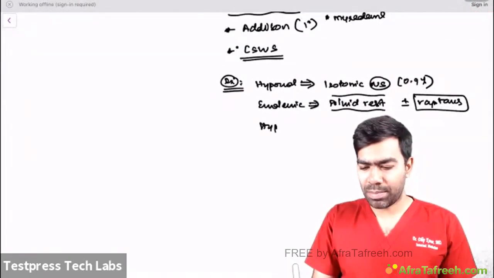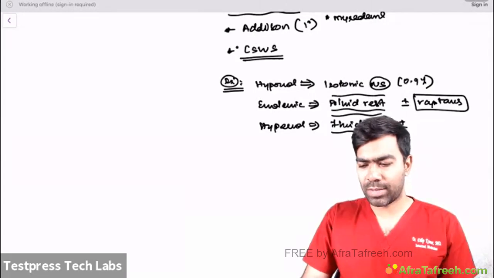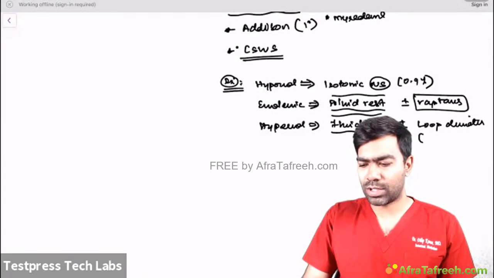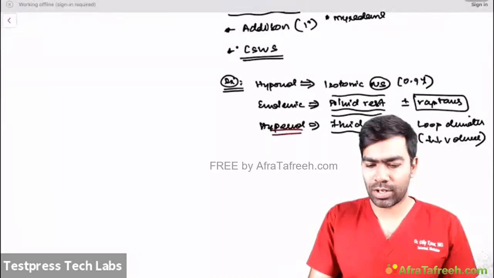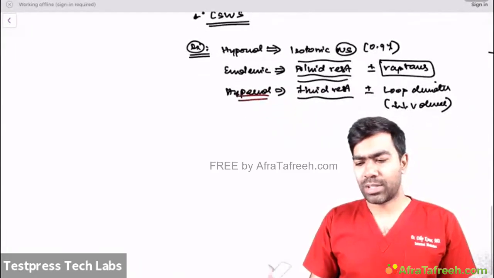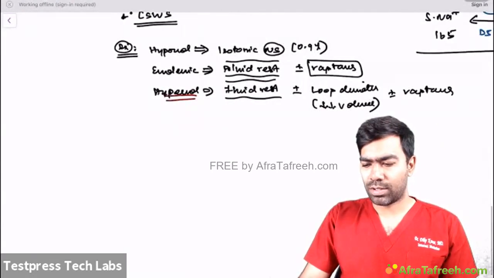Suppose the patient is hypervolemic, all I need is fluid restriction. Plus or minus, to a small extent, I might be needing a loop diuretic to reduce the volume, because loop diuretics are the ones that reduce the volume status in this patient, because the patient is hypervolemic already. So this is the best. And in few cases you can use Vaptans also. The best example is CHF. I think we have discussed that already.